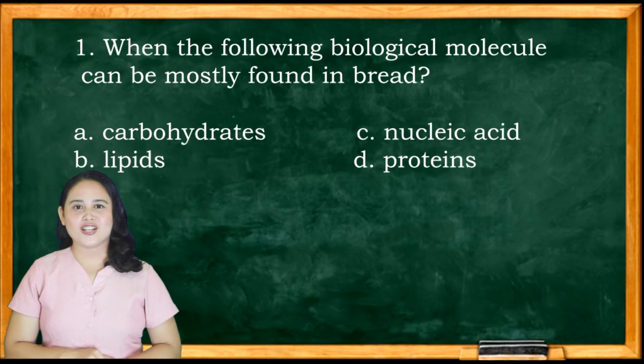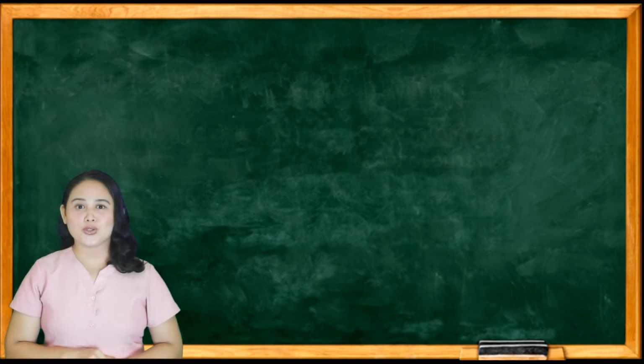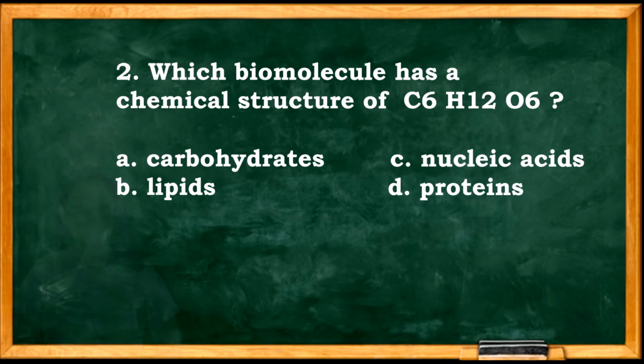Number 1. Which of the following biological molecules can be mostly found in bread? A. Carbohydrates. B. Lipids. C. Nucleic acid. And D. Proteins. Number 2. Which biomolecule has a chemical structure of C6H12O6? A. Carbohydrates. B. Lipids. C. Nucleic acid. And D. Protein.